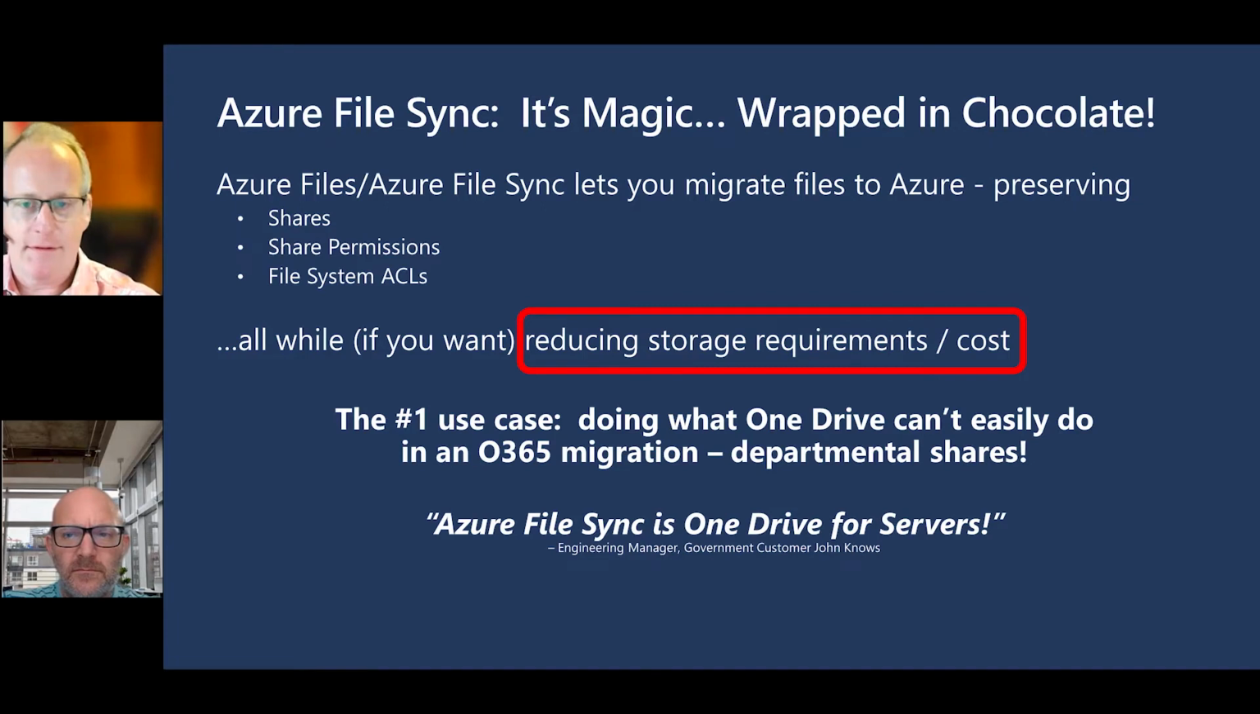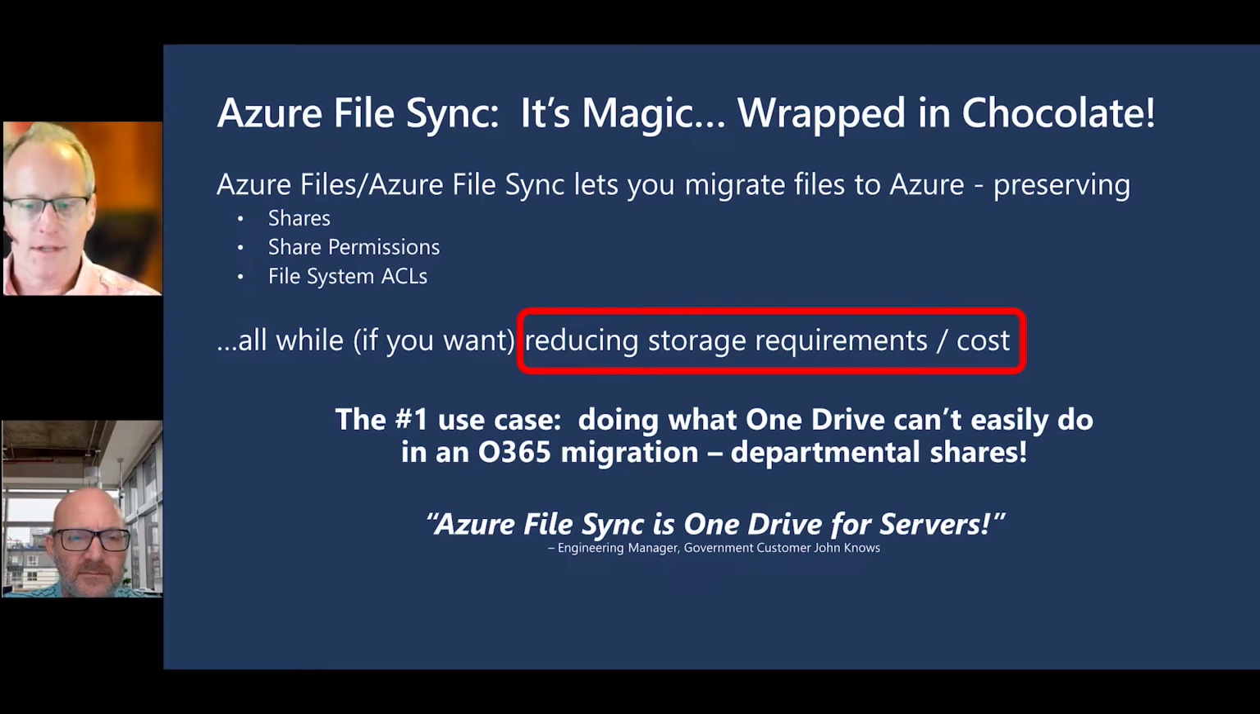I said it on the top of the slide: it's magic wrapped in chocolate, but it isn't. Maybe it isn't, but it's pretty cool. And what it lets you migrate are shares, share permissions, and file system ACLs for domain joined Windows VMs. All while, if you want, you can reduce the storage cost, right?